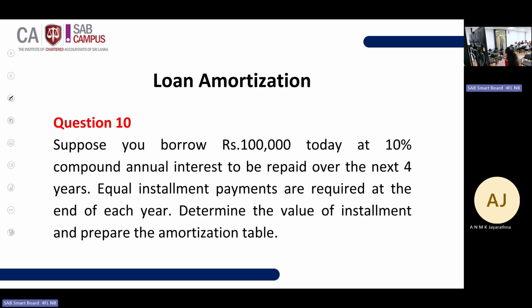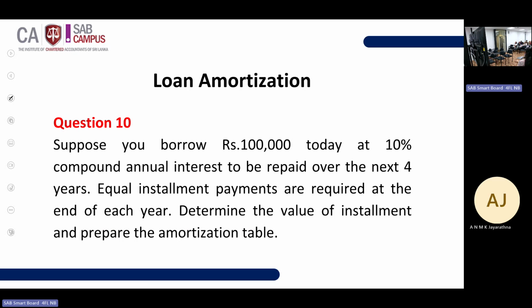Read the question. Question number 10. Suppose you are trying to borrow 100,000 today at 10% compounded annual interest to be paid over the next 4 years. Equal installment payments are required at the end of each year. Determine the installment balance and then prepare the loan amortization table. Equal installment means the same cash flows.